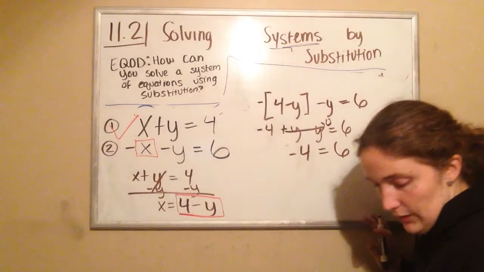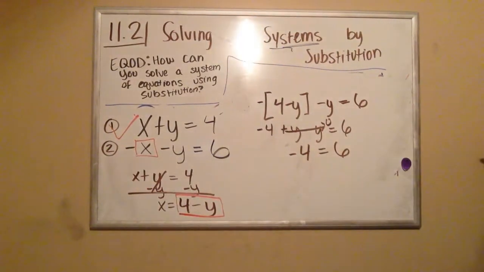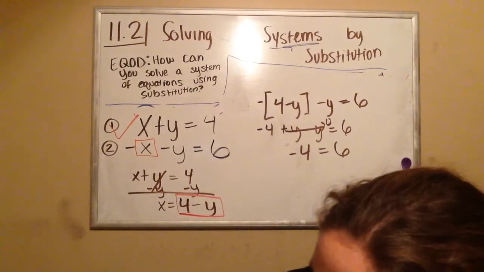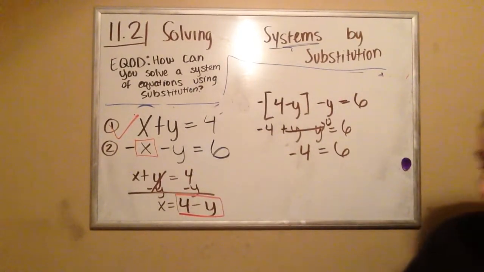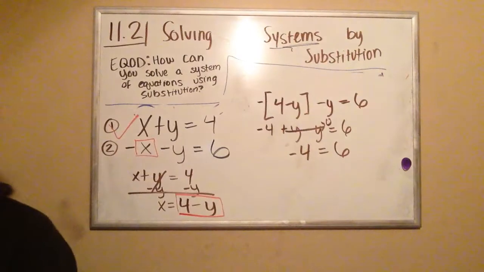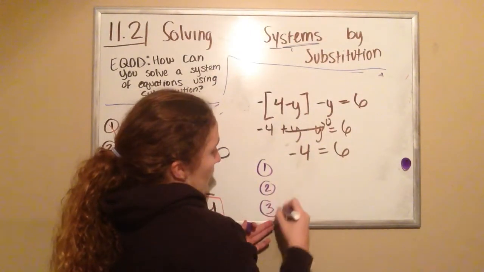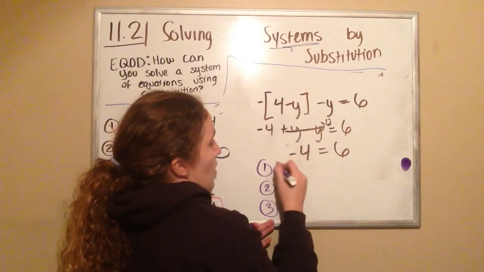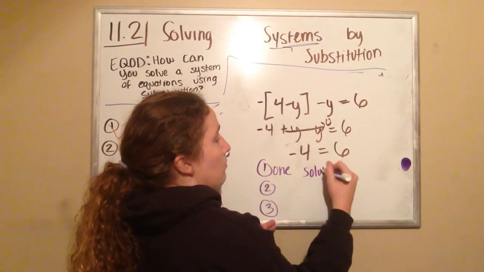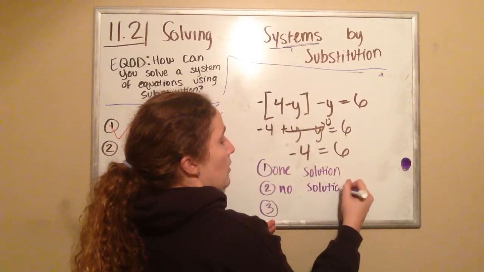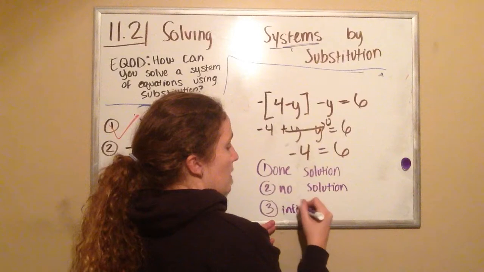Hold on. We must have done something wrong. This is weird. Negative 4 equals 6? How can that possibly ever be true? That can't be true. That's not right. So we must have made a mistake, right? Okay, well, let's think about our 3 options from last time. Here are our 3 options from last time. 1 solution. No solution. Or infinitely many.